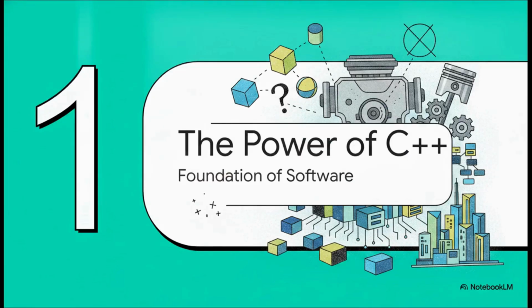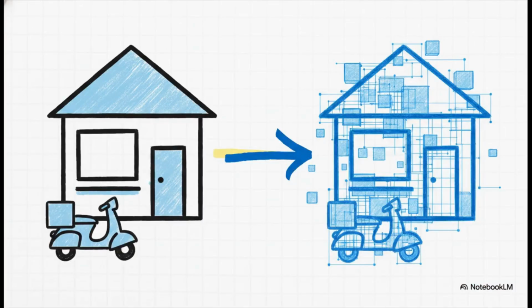All right, Section 1, the power of C++ and why it literally acts as the foundation of modern software. A lot of beginners get pretty intimidated by coding. They think it's just too abstract or mathematically dense. But C++ is brilliant because it simply translates the real world into code.